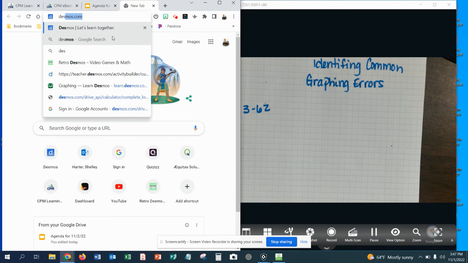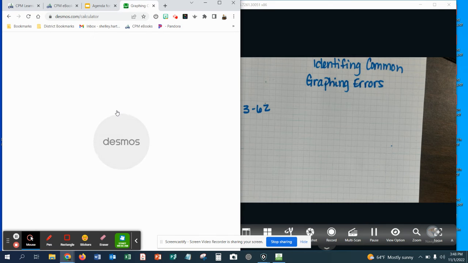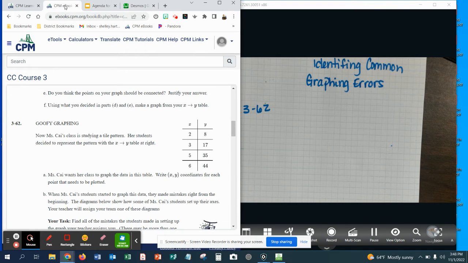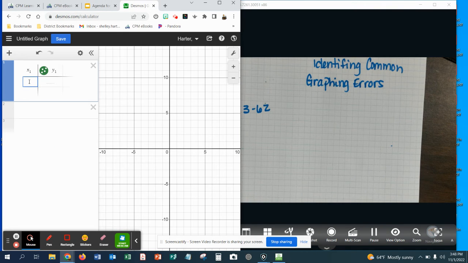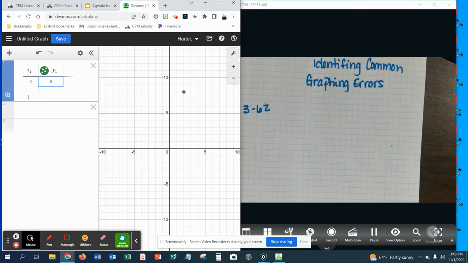Desmos, graphing calculator, because we like to play with it. What we're going to do is click on it and go to a table. We're going to enter 2 and 8. Look at that dot. 2 and 8, 3 and 17.